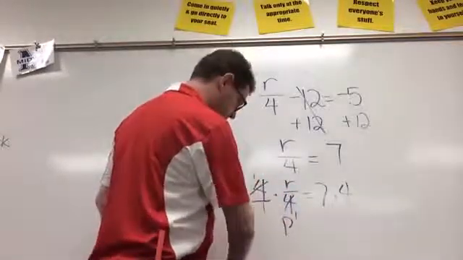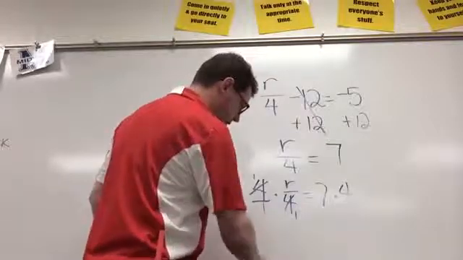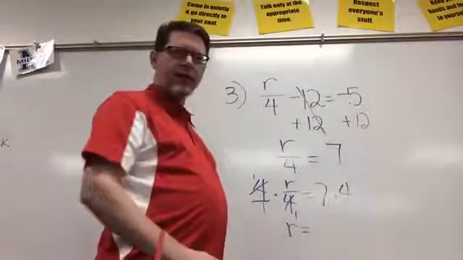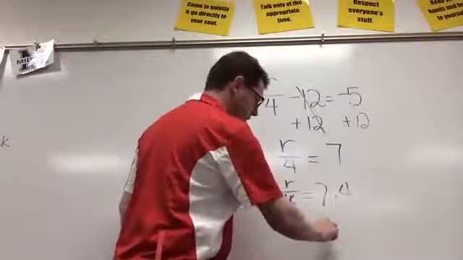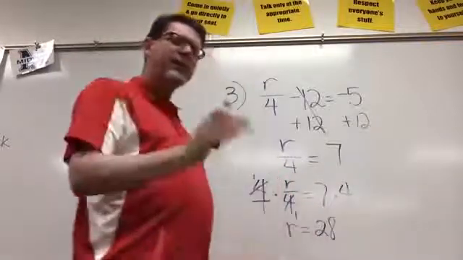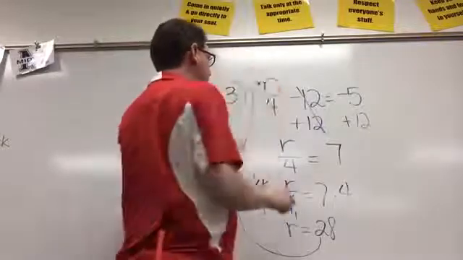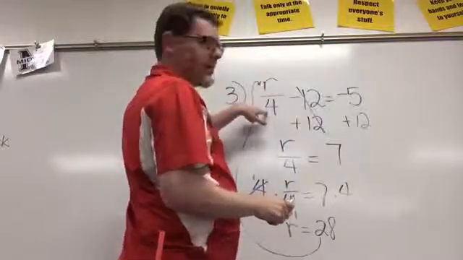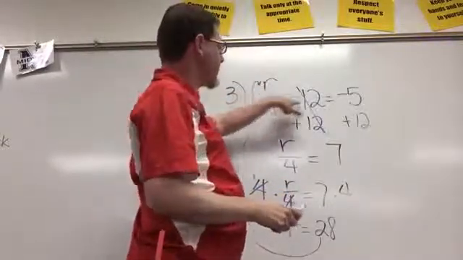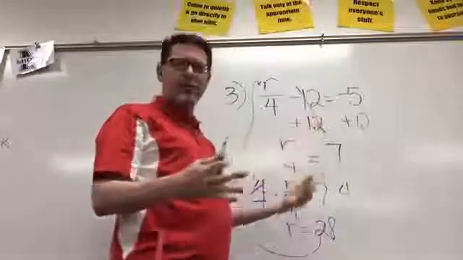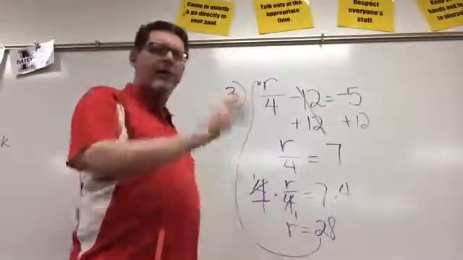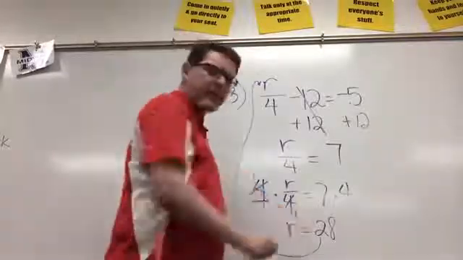Whoops, I don't know why I wrote a p, but it's supposed to be an r. We got an r right there, and we know that 7 times 4 gives us 28. Well, let's just go back and check this. Let's take that 28 and stick it right up there where that r is. 28 divided by 4 is 7. And 7 minus 12 is negative 5, so we must be right. Hallelujah. We're right. We know that r equals 28.